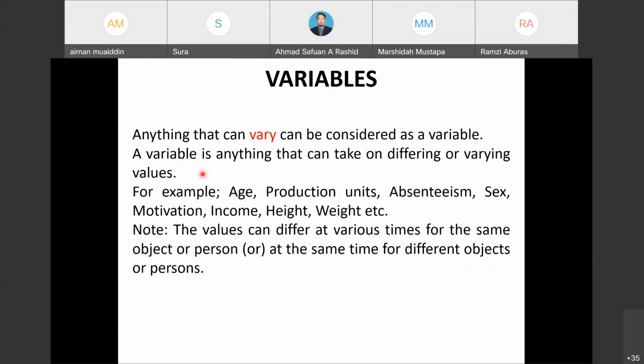Anything that can vary can be considered a variable. A variable is anything that can take on differing or varying values. For example, production units, absenteeism, sex, motivation, income, height, weight. The value can differ at various times for the same object or person, or at the same time for different objects or persons.